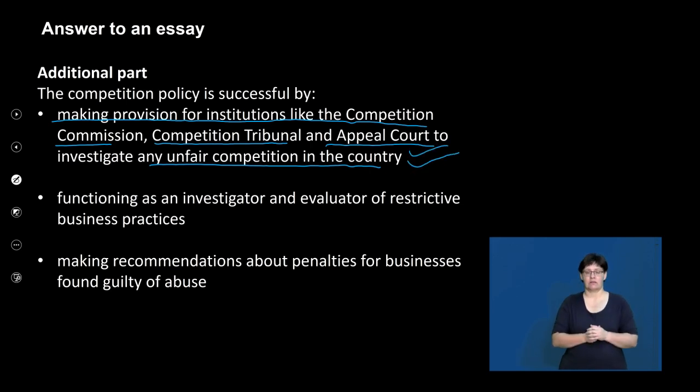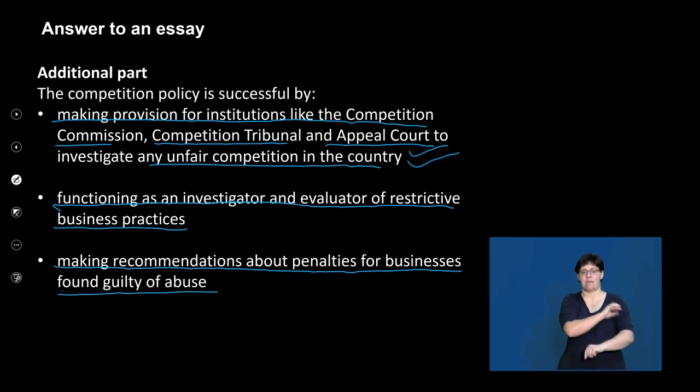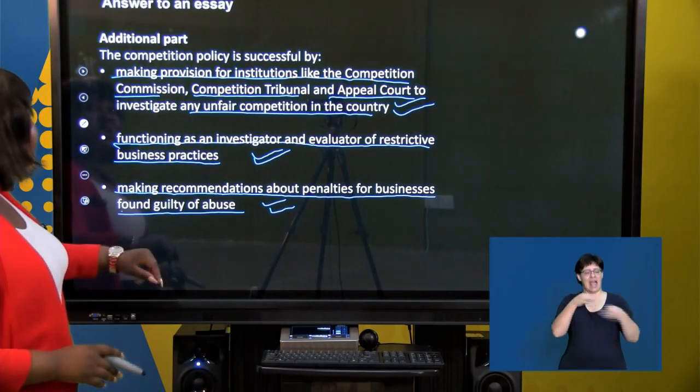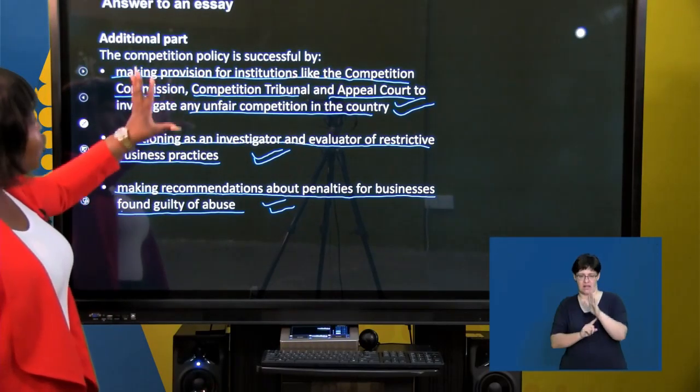And then you go to the next point, and you will say these competition policies function as investigators and evaluators of restrictive business practices. So they investigate and they evaluate any restrictive business practices. Then your next point is making recommendations about penalties for businesses found guilty of abuse of power, right? So you'll be earning your 2 points for every point that you have expanded. This is just an example, guys. There are many other points that you can expand on, the success or the failure thereof.